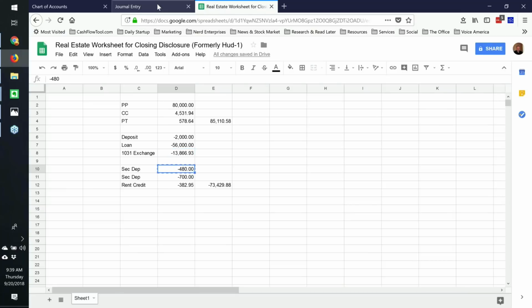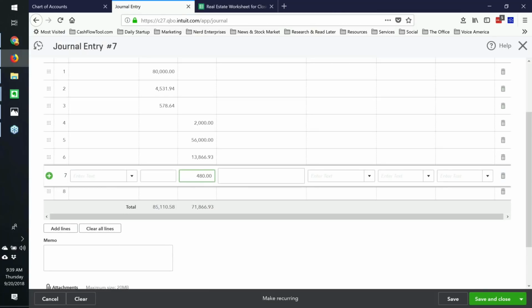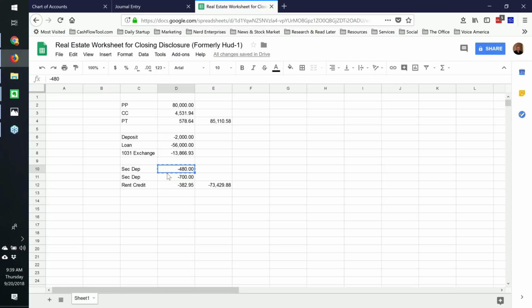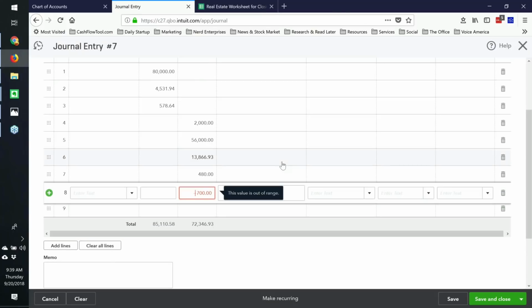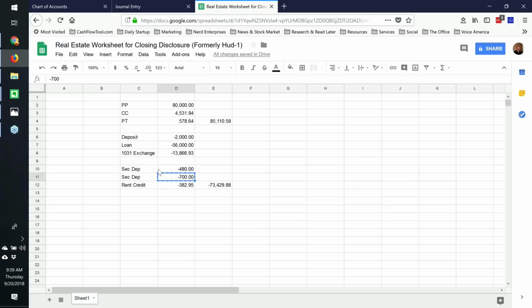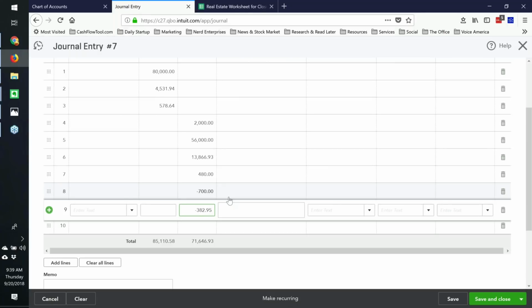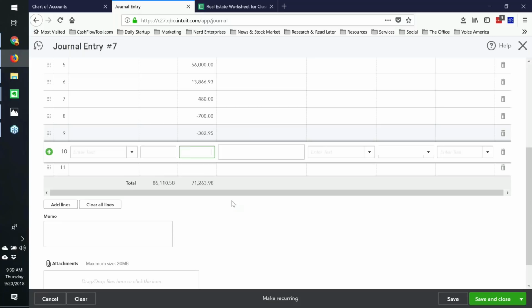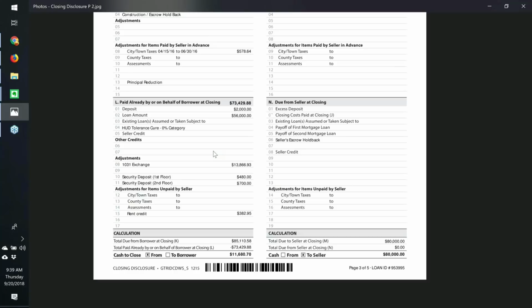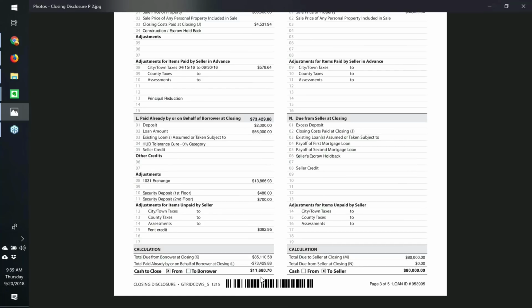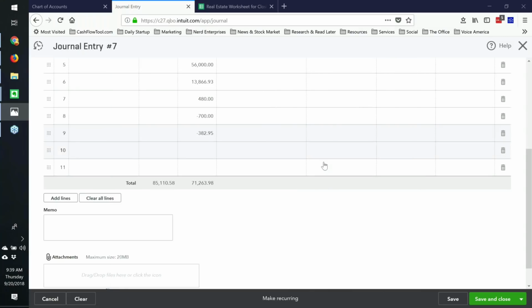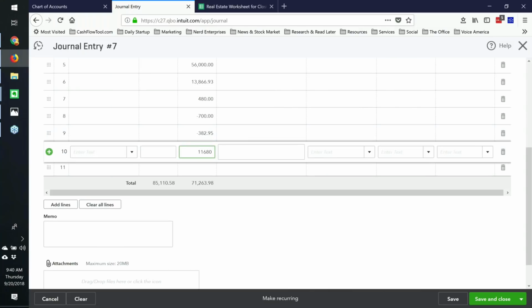Okay, almost there. And one more, and we should have a balanced entry. Well, not quite balanced. We still have the cash due to or from the borrower, but that should be the plug, right? So going back to my HUD1 at the very bottom here, the cash due to or from the borrower is the 11,680.70, right? So if that's money that's due from the borrower, that's got to be a credit, right? Because that's going to come out of the bank account.